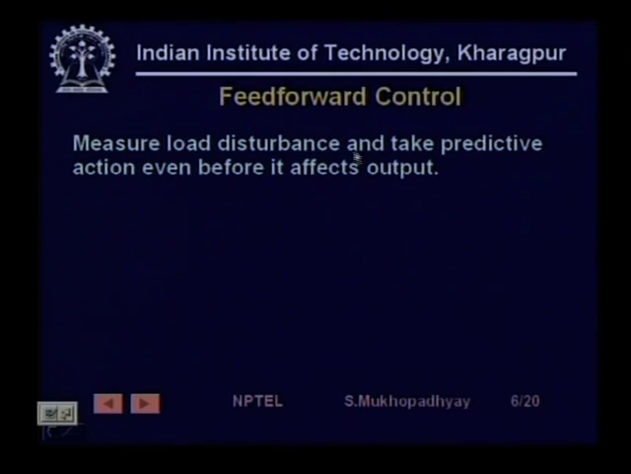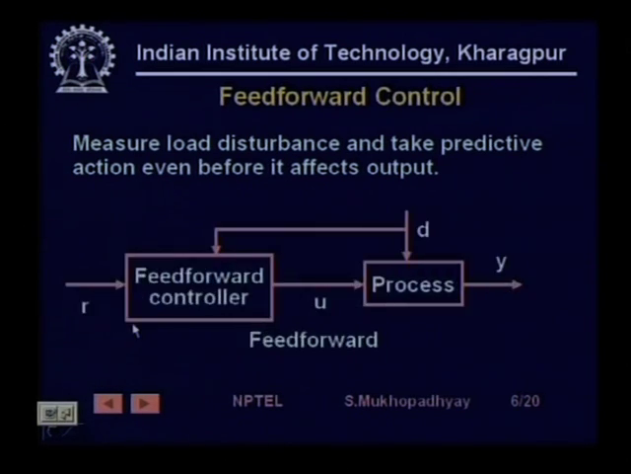So, if you can measure the load disturbance, then you can take predictive action even before it affects the output, so that errors are not really generated. Here what you have is a process, you have a feed forward controller, and you measure the disturbance and you feed it to the feed forward controller. The feed forward controller and the reference are both used. So, the feed forward control law utilizes the value of the reference as well as the value of the disturbance to compute the input.